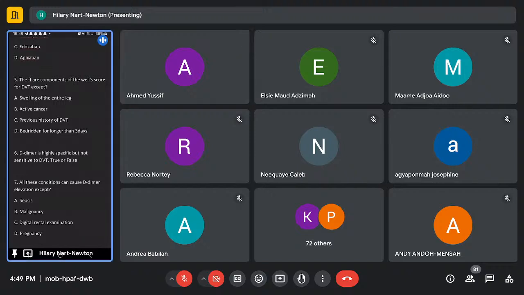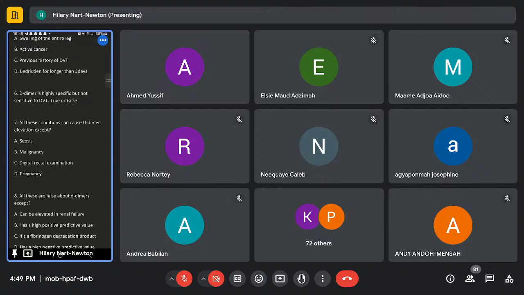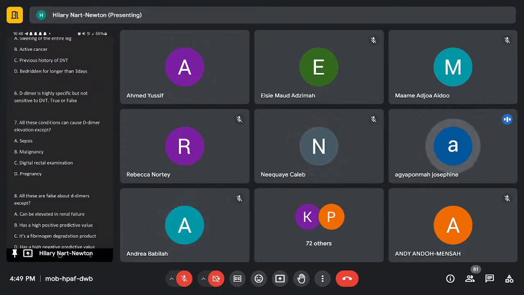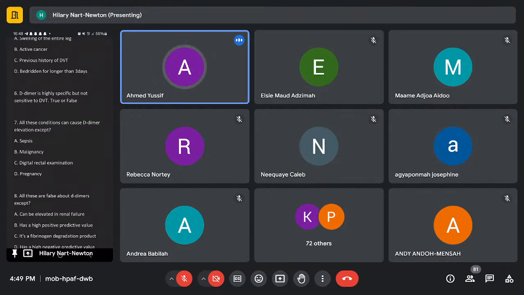Number 6. D-dimer is highly specific but not sensitive to DVT. True or false? False. False. False. Okay, so that's false.